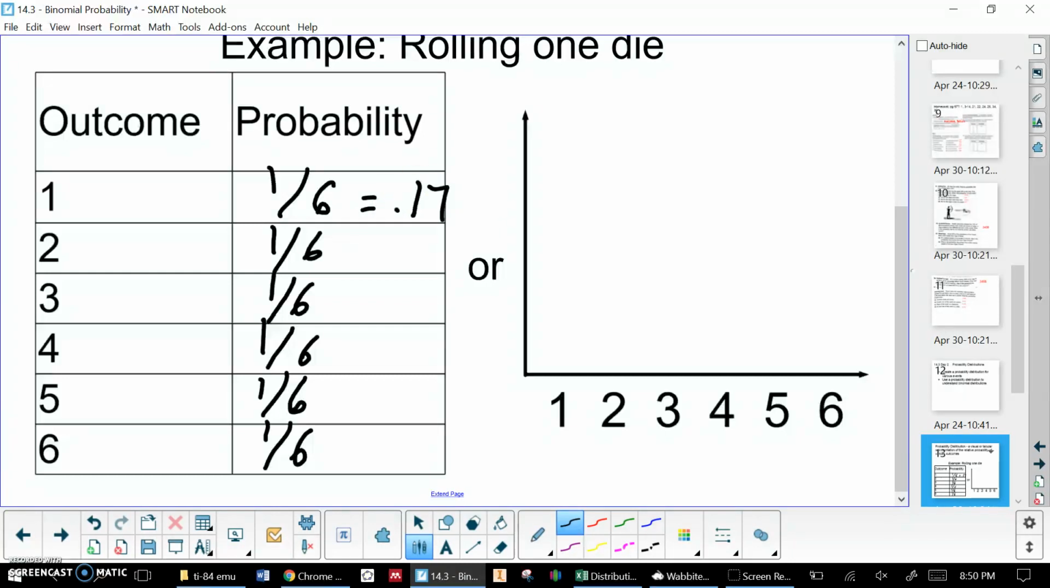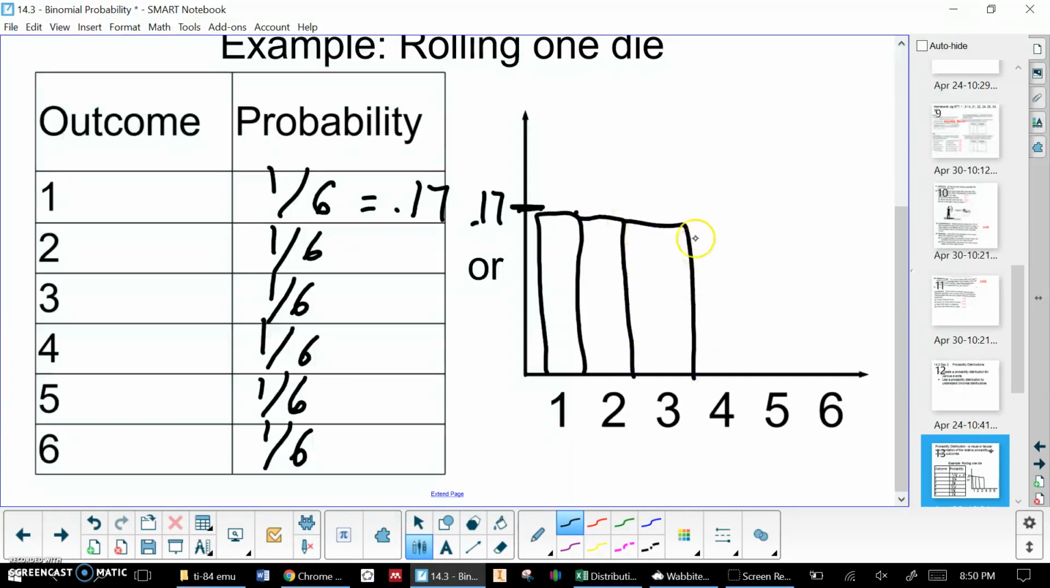And so when we go to graph these, every single one of our outcomes, 1, 2, 3, 4, 5, 6, they're all going to have exactly the same probability, all right here at 0.17. And so this is just going to be a basic bar graph. 1 has a probability of 0.17, 2 has a probability of 0.17, same with 3, same with 4, same with 5, and same with 6. And so a lot of times you'll hear this called a uniform distribution. Every single thing has the exact same probability.